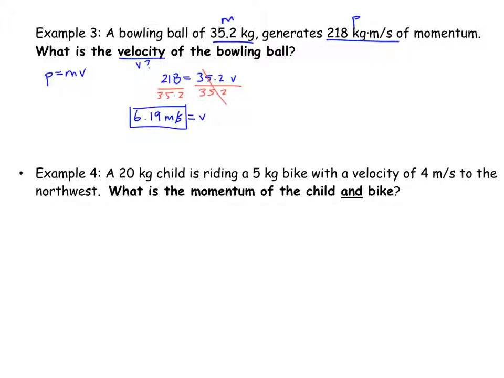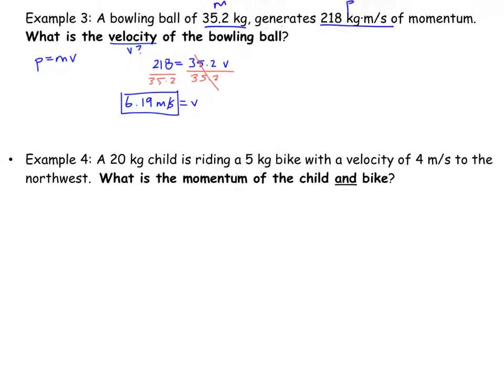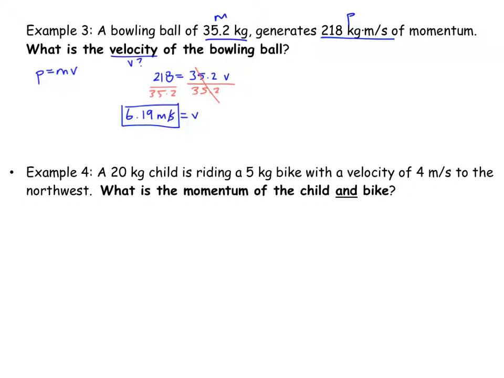Okay, let's look at our last example here. Example number 4 says a 20 kilogram child is riding a 5 kilogram bike with a velocity of 4 meters per second to the northwest. What is the momentum of the child and the bike? So I'm going to give you a chance to try to work on this one on your own.